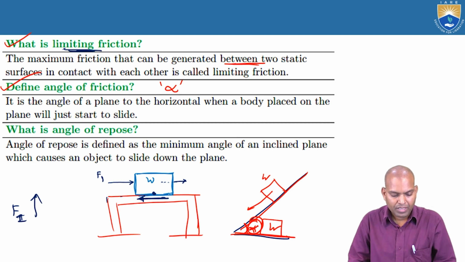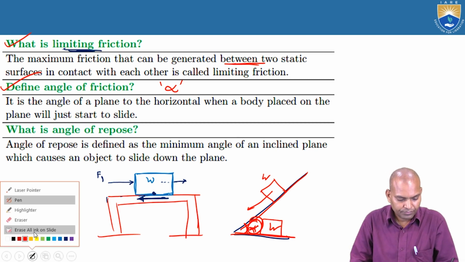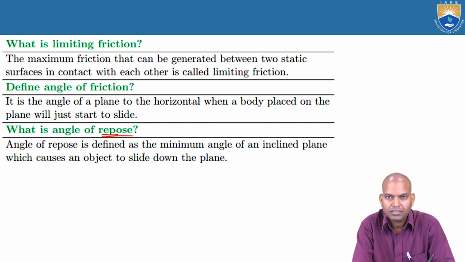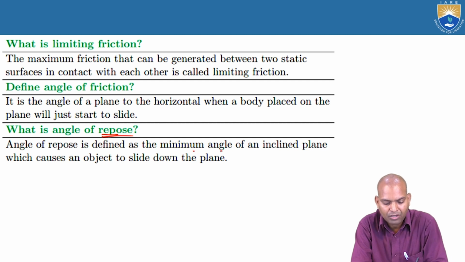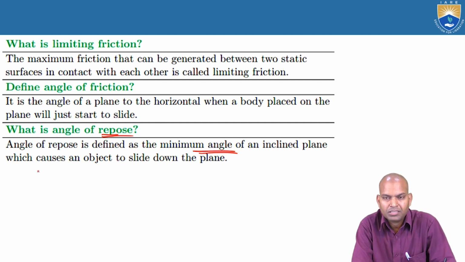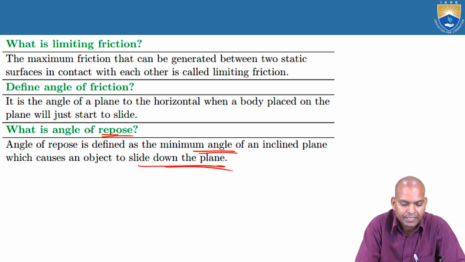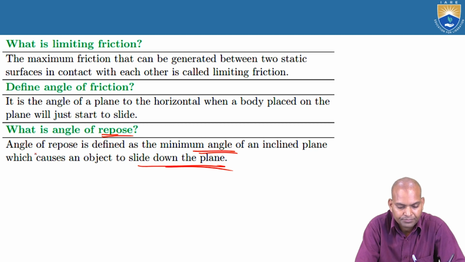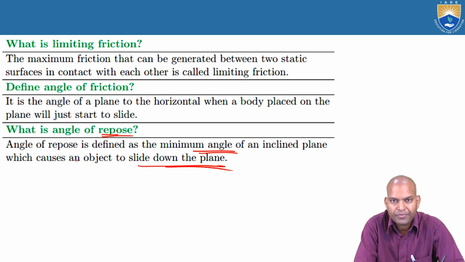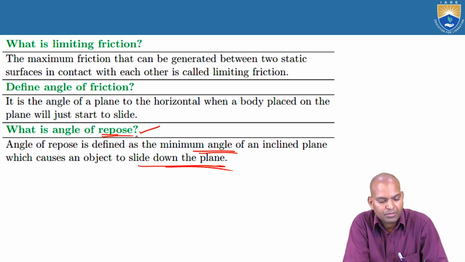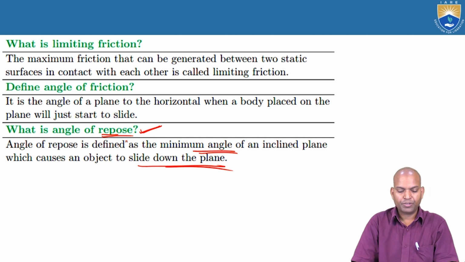Okay. Now, what is the angle of repose? The next definition. Angle of repose is defined as the minimum angle of an inclined plane which causes an object to slide down the plane. This is known as the angle of repose, the minimum angle of repose.